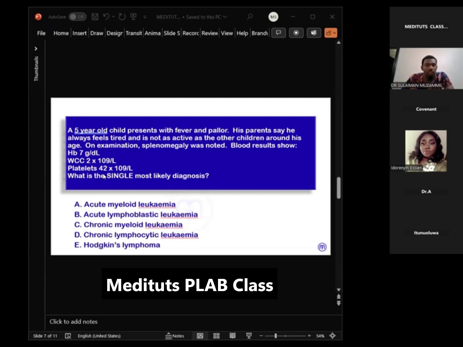And then what can we say about the full blood count, Dr. Covenant? Pancytopenia. Yes, every bloodline is low. Okay. So the patient has pancytopenia.